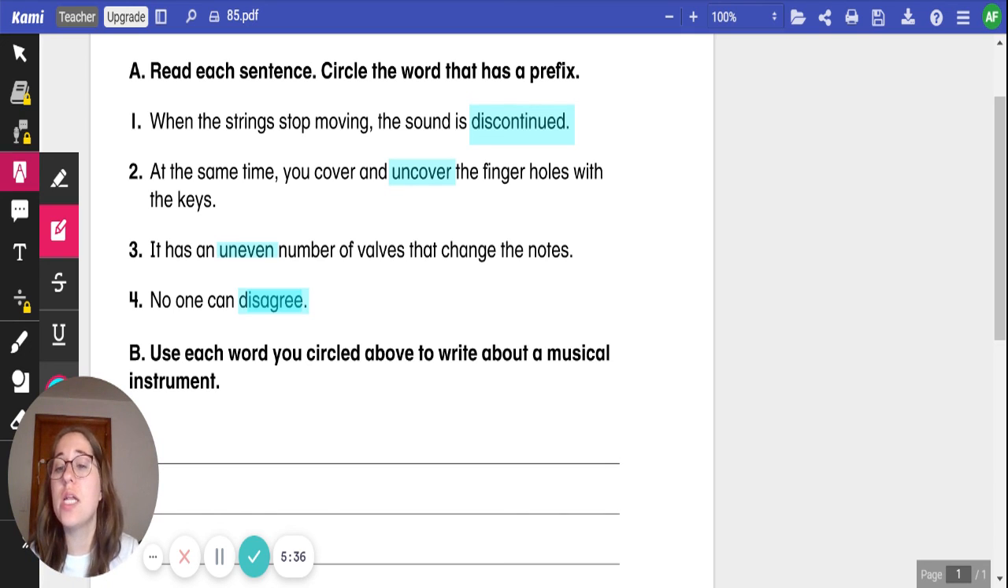All right, before you go today, you're going to complete letter B. Use each word you circled above to write about a musical instrument. Go ahead and write about 4 sentences using our words that we highlighted with our prefixes: discontinued, uncover, uneven, and disagree. Go ahead and circle your word with the prefix when you are writing.